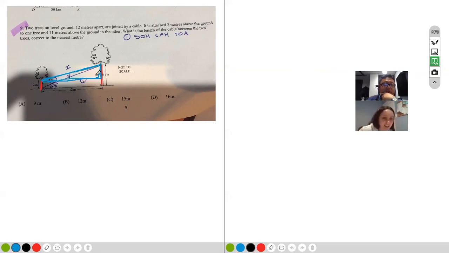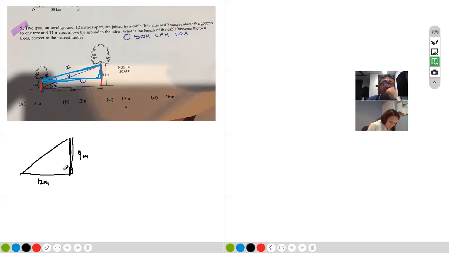Now, what sort of a triangle is that? Let me just redraw it here, because then you can do 11 minus 2 to find that side. So that's going to be what? 11 minus 2 is 9. Good, well done. And this one's going to be what? 12. Good. 12 meters, 9 meters.